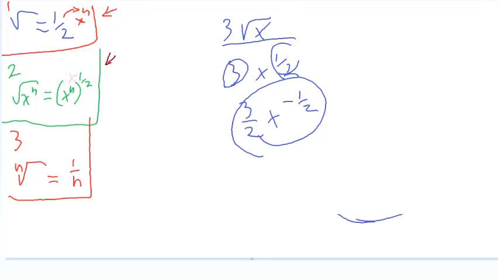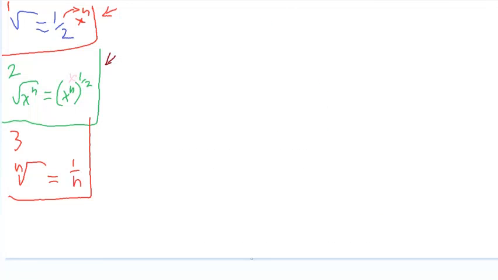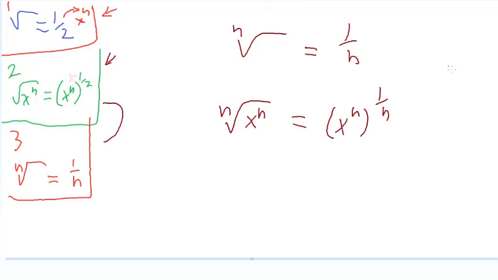And then finally, on the red, final rule, if the square root has a number, that number will now become the denominator. This is how you use the power rule when it comes to functions that have a square root. The main goal is to get rid of the square root to then be eligible to use the power rule.